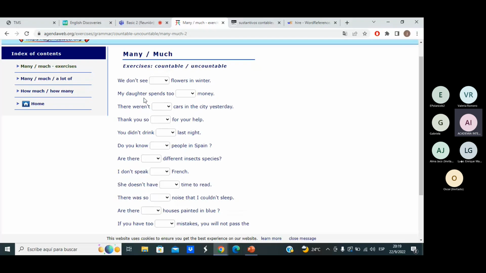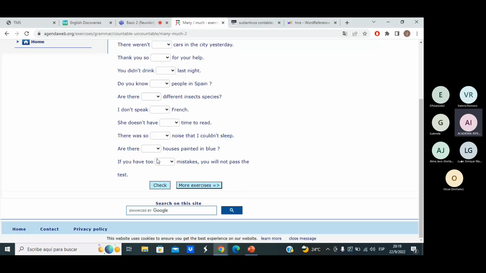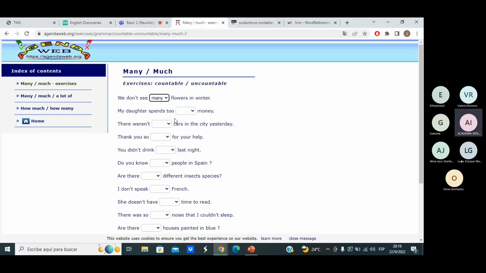Okay, Alma, you can start with the first one. What do you think about this one? We don't see many flowers in winter. Okay, we don't see many flowers in winter. Later on, at the end, we're going to check if all the sentences are correct, right? Right now, you can participate.